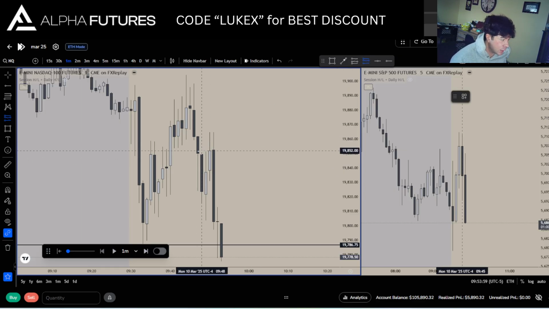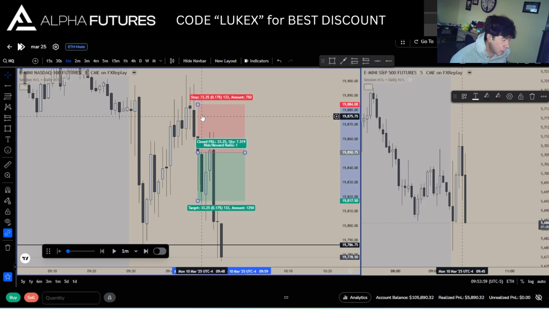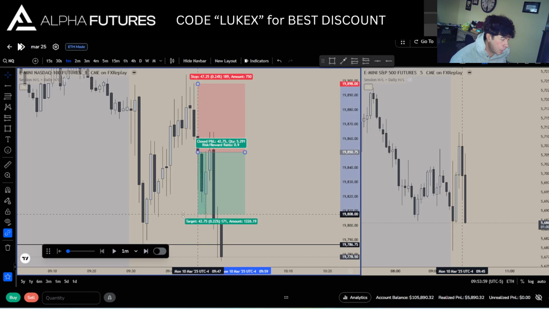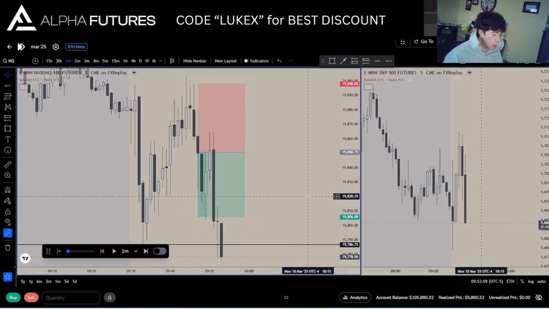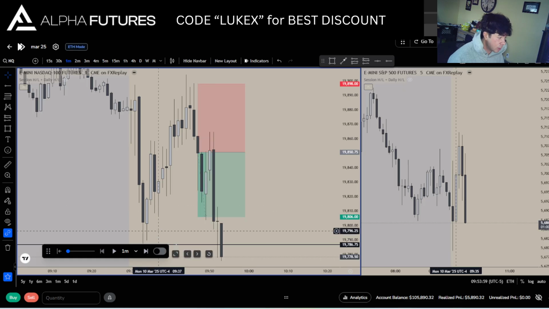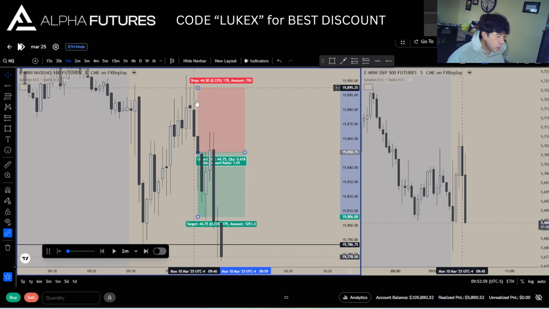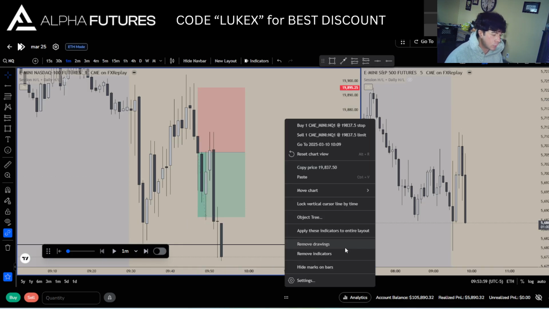You could have entered here. We did technically have an inversion, but you could have went like that, and then you could have targeted. To be honest, I would have been break even anyway. I would have gone break even at these lows, but actually no, you could have scraped the 1-to-1. But yeah, whatever. That's not really a great trade.